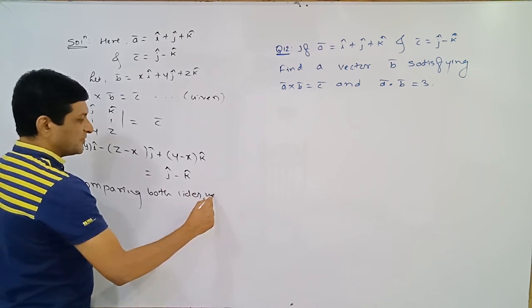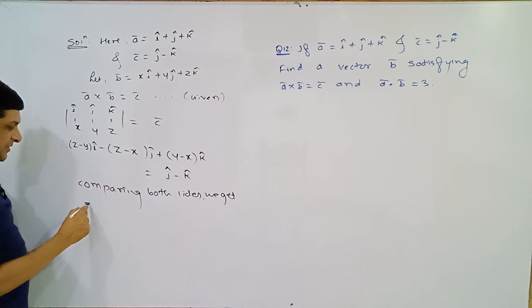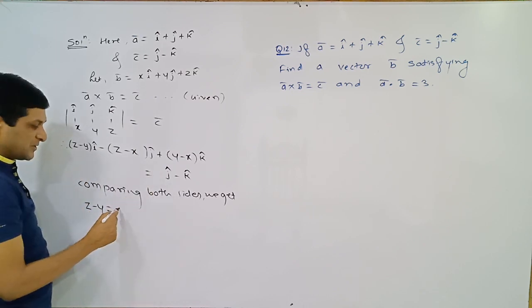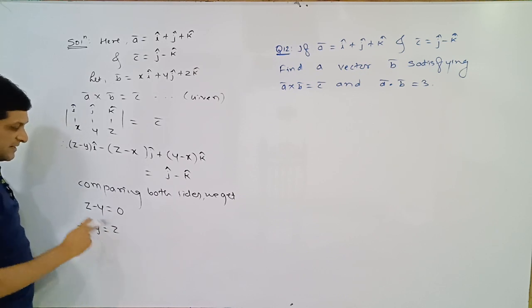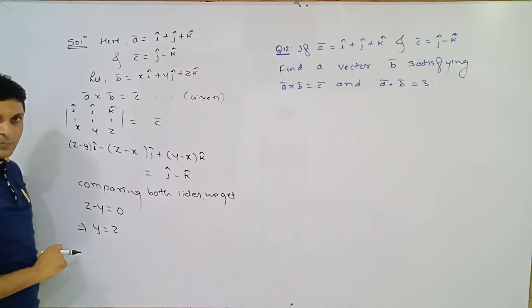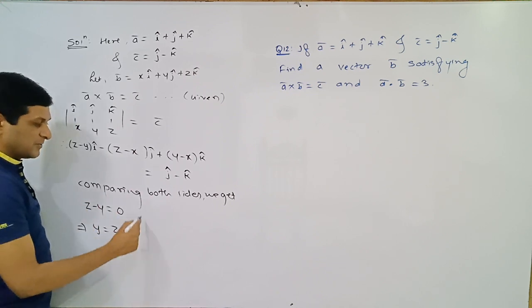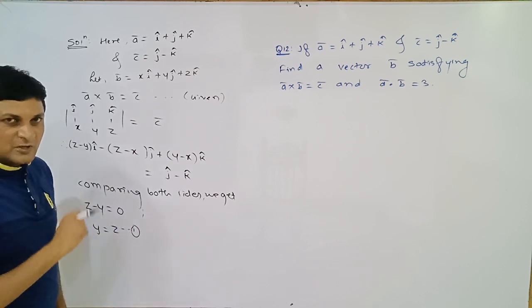let us see what we will get here. Comparing the coefficient of i cap, here z minus y will be equal to, here the coefficient of j cap is 0. So this implies that y is equal to z. Z minus y on this side will become plus y, so plus y is equal to plus z. Let us denote it by equation number 1. This result we have got comparing the coefficient of i cap.